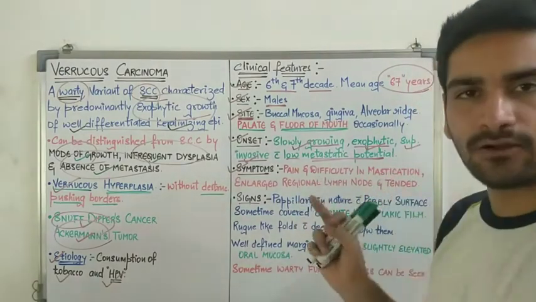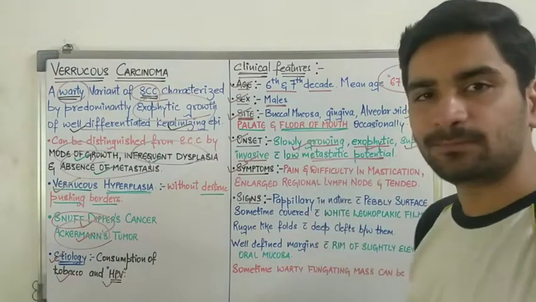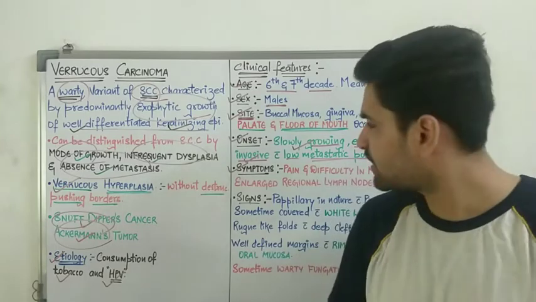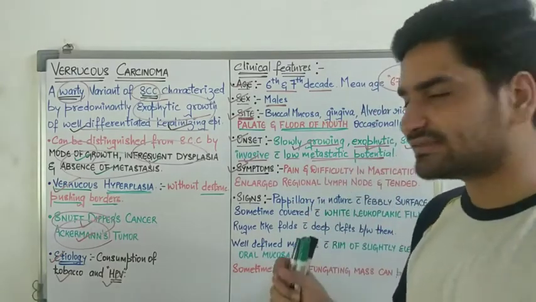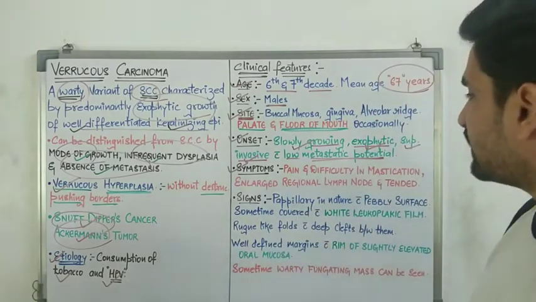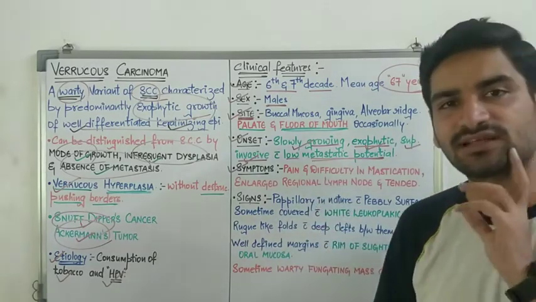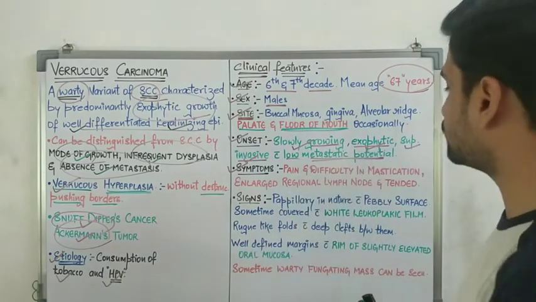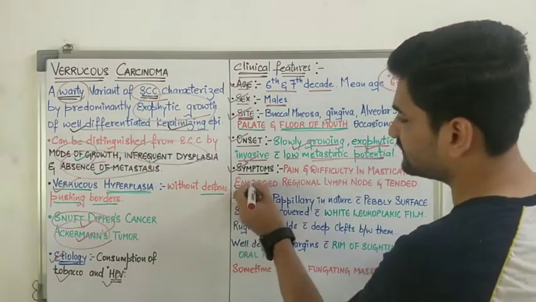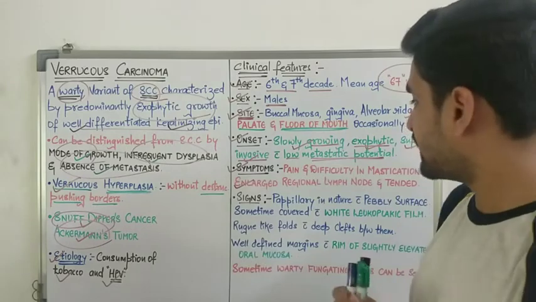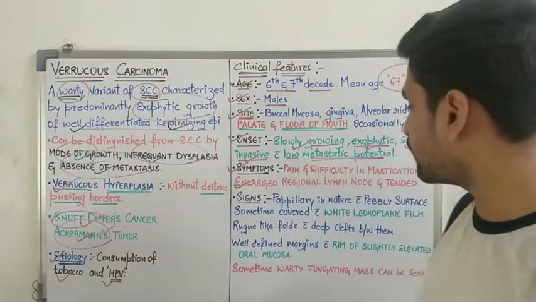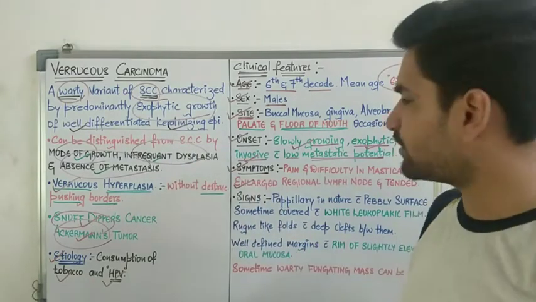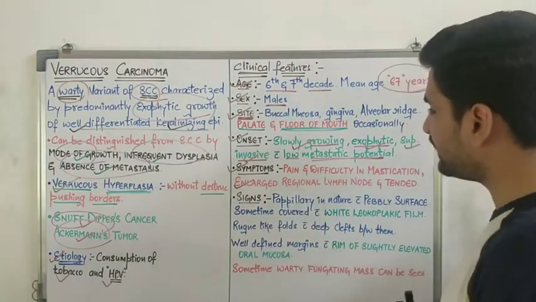Pain and difficulty on mastication is the main complaint of the patient. Along with that, sometimes bleeding is also seen, but it is very rare. Then you will have enlarged regional or surrounding lymph nodes. They are going to be enlarged and tender, right? This is not due to metastasis; the involvement of lymph nodes is inflammatory in origin. There is no metastasis in the various lymph nodes of the body, but this is mainly due to inflammation.